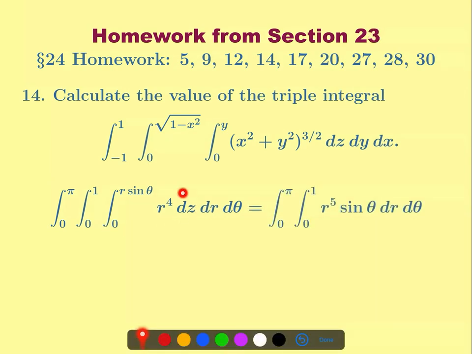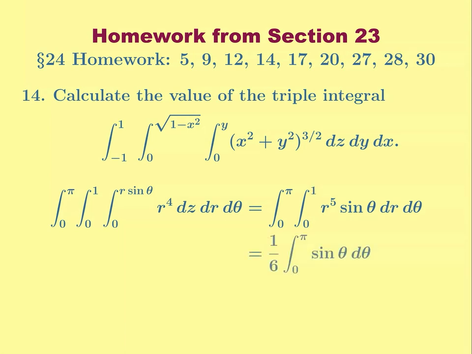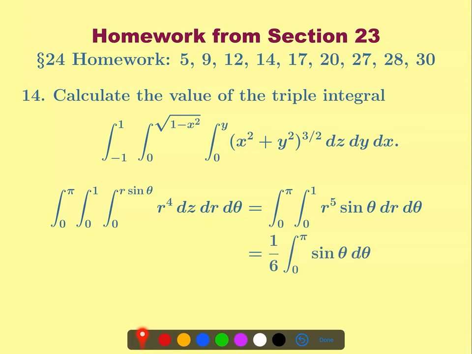So we evaluated the integral with respect to z. We got the r sine theta times the r to the 4th, and that's given me this. So next I want to integrate this with respect to r. That's going to be r to the 6 over 6. Evaluated from 0 to 1, we're going to get 1/6. So this is just going to be 1/6 then times the integral from 0 to pi of sine theta d theta. So this will be minus cosine of theta, evaluated from 0 to pi.